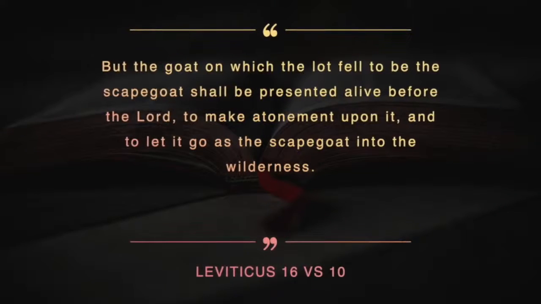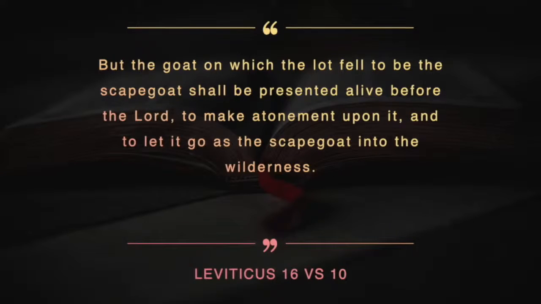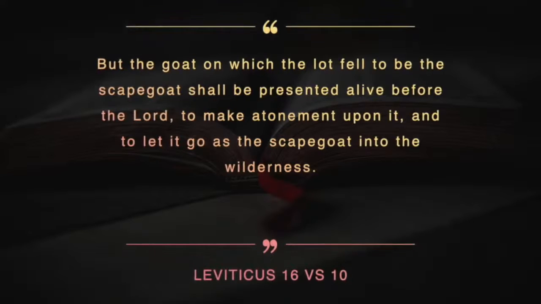So the goat that is for Azazel was supposed to carry on a special function. Leviticus 16 verse 10 says, "But the goat on which the lot fell to be the scapegoat shall be presented alive before the Lord." Notice it is presented alive, it is not killed. "And it shall to make atonement upon it, and to let it go as a scapegoat into the wilderness."